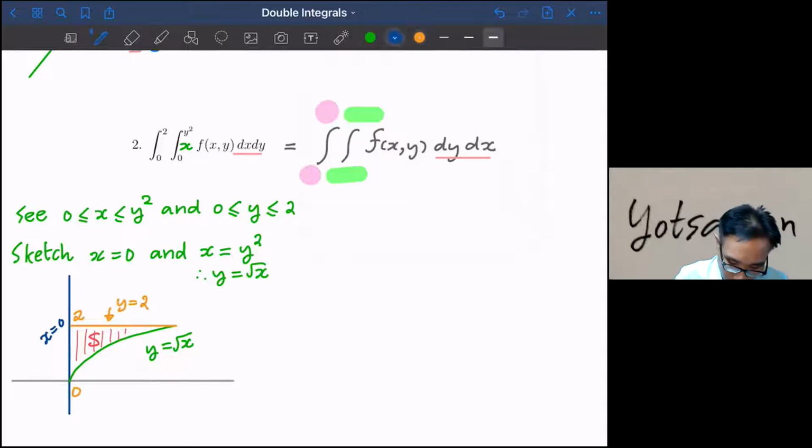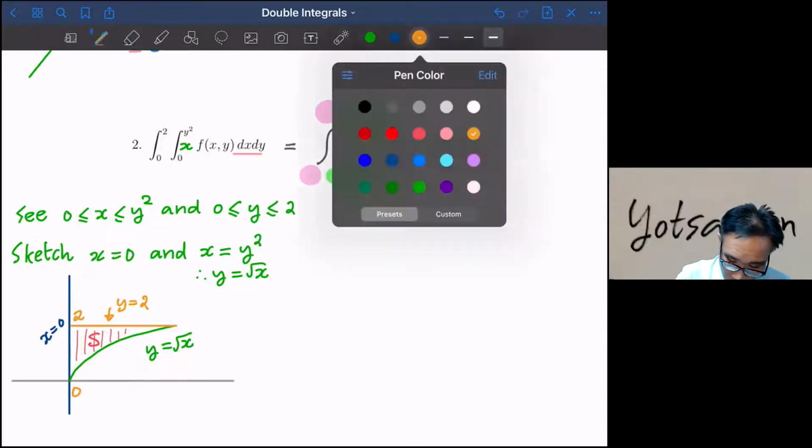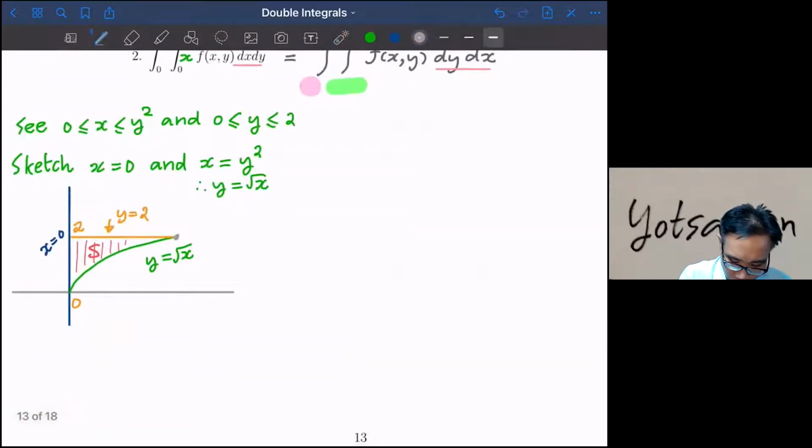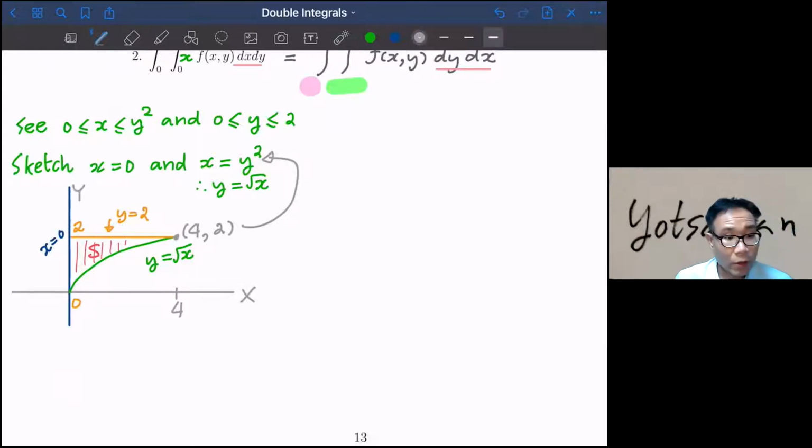Similarly, you need the vertex here. When y equals 2, you have to put it into this equation. Y equals 2, you must have x equals 4. So it's going to be the point (4, 2). And this one will be projected on the x-axis and on the y-axis. So it's going to be 0 to 4 and 0 to 2.